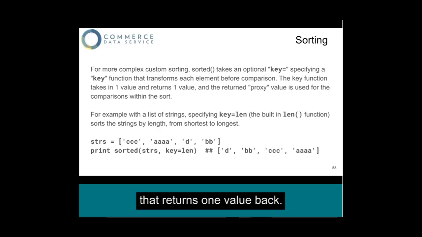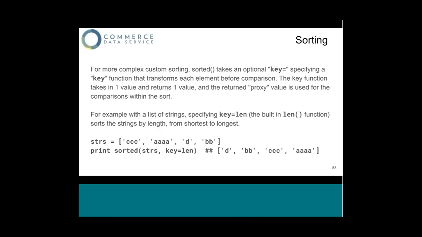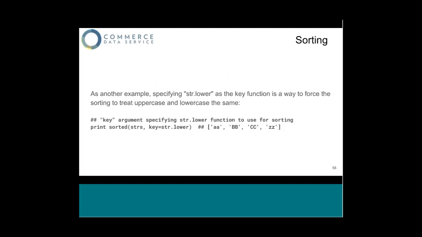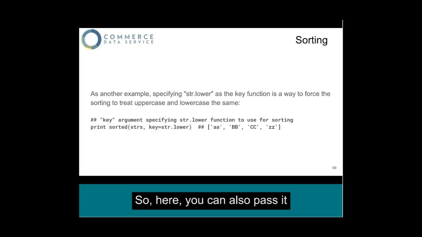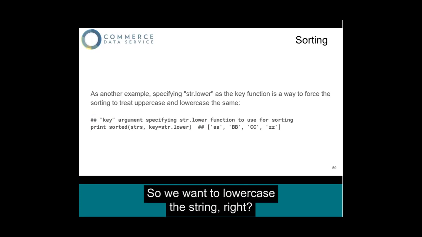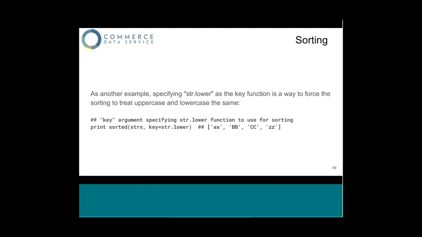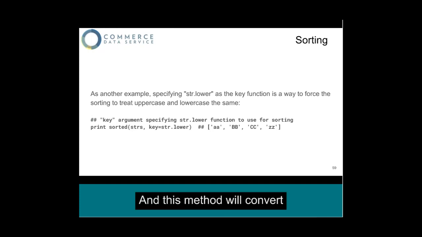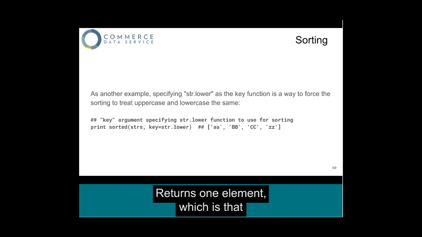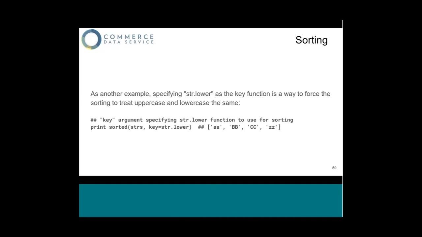Right, and you can pass it any function that returns one value back. So here, you can also pass it the method, which is lower, right? So we want to lower case the string, right? If we know each element in the list is a string, we can call string.lower, right? And this method will convert all those elements into lowercase and then sort on that. It returns one element, which is that original element for lowercase.